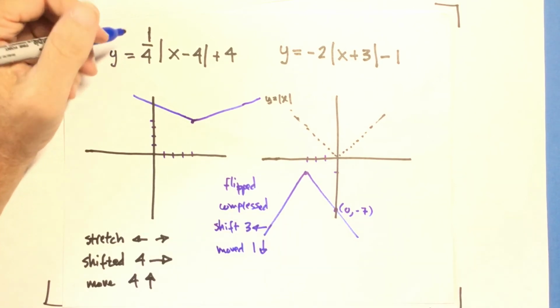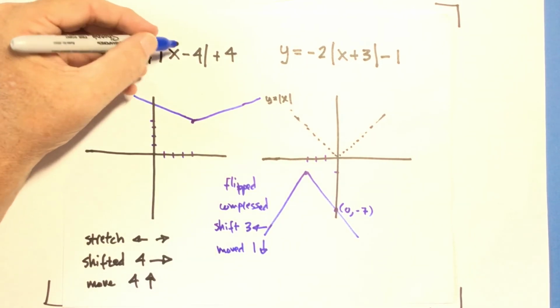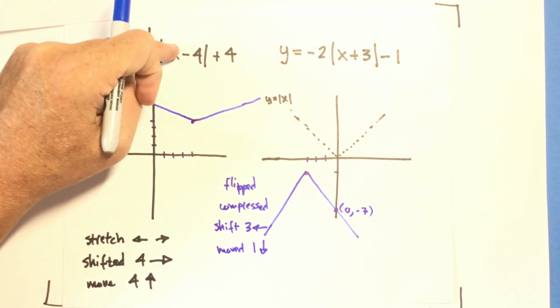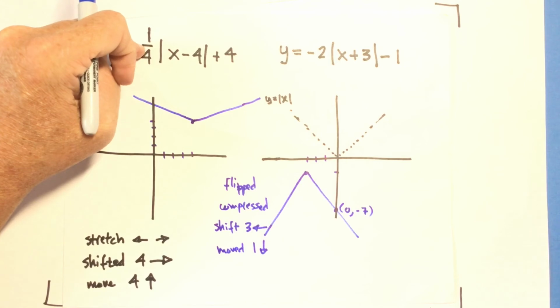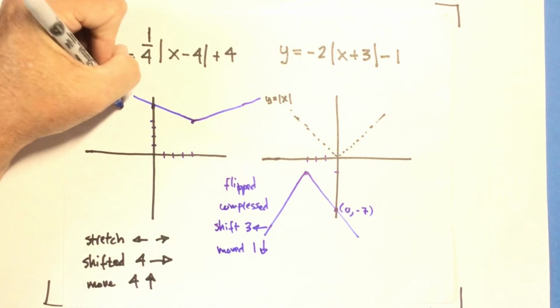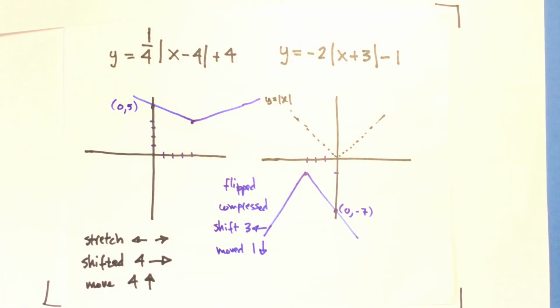And again, if I wanted to get fancy, I'll figure out what that value is when x equals 0. X minus 4 is negative 4. The absolute value of negative 4 is 4. 4 times 1/4 is 1. 1 plus 4 is 5. So that point right there would be 0, 5. And there you go. I hope that helps.